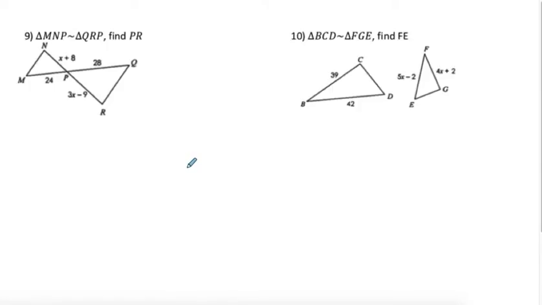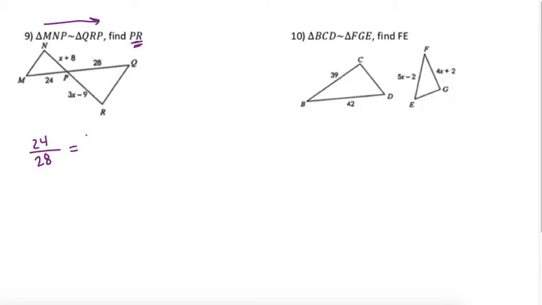Last two here, we have number 9, where we're looking for PR here. So we're going to find x and then substitute back in here. So I'm going to go top to bottom, M and P with Q, R, P. So I'm going to pick 24, a known side there. M to P goes with Q to P, 28. There's a scale factor.